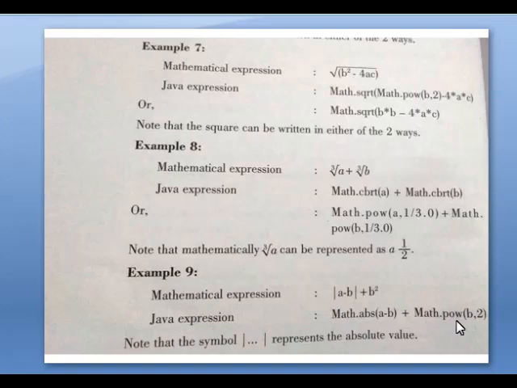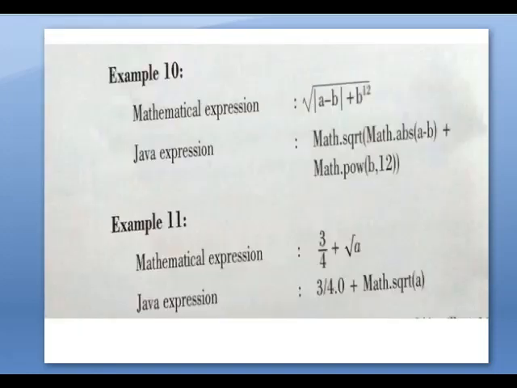Now example number 10. In the mathematical expression the square root is common to all of this, and this is the absolute value. So Math.sqrt of, that is in the outer bracket, then Math.abs of a minus b plus Math.pow of b comma 12. Then example number 11. The mathematical expression is like this: 3 upon 4 plus square root of a. So the Java expression is 3 upon 4.0 plus Math.sqrt of a.